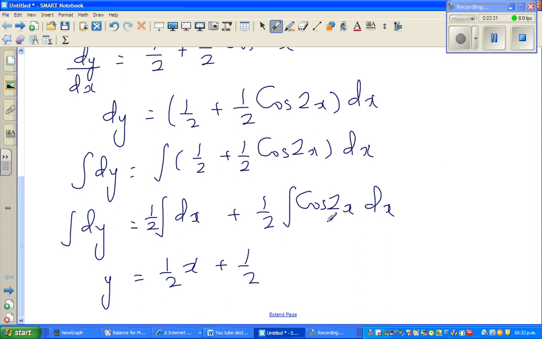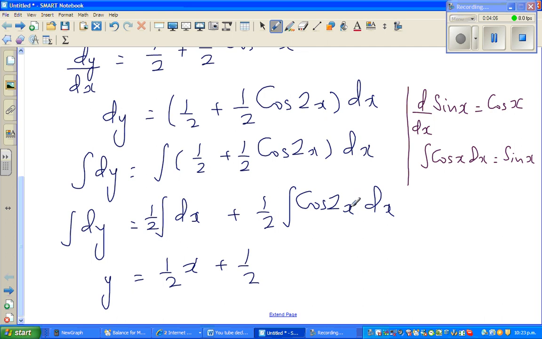When you're differentiating, sine differentiates to cos, and when your cos integrates, it gives sine. Let me write that just for clarification. So d by dx of sine x is equal to cos x. So integration of cos x dx is sine x.